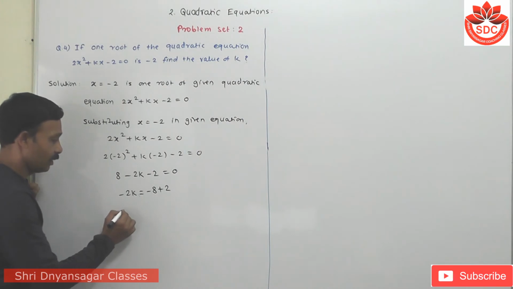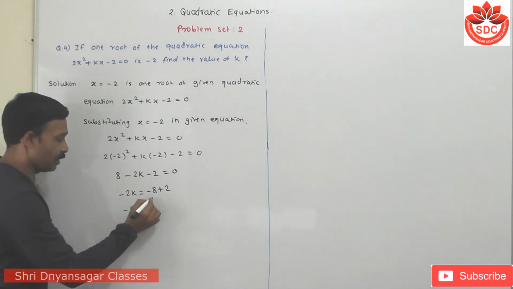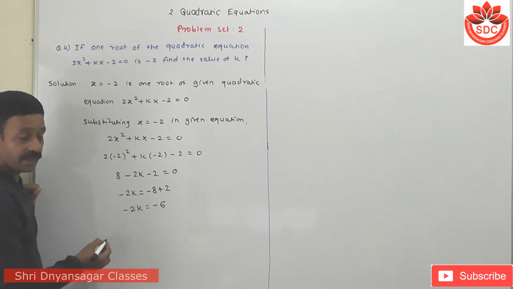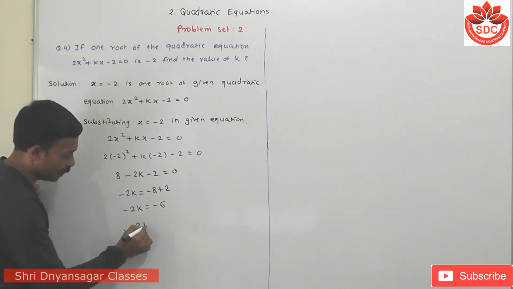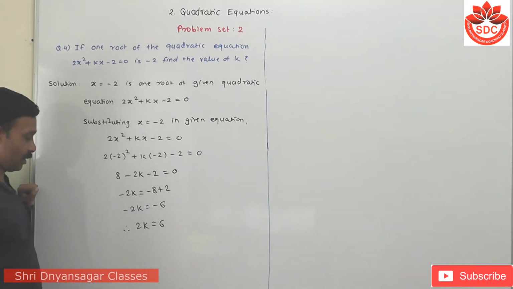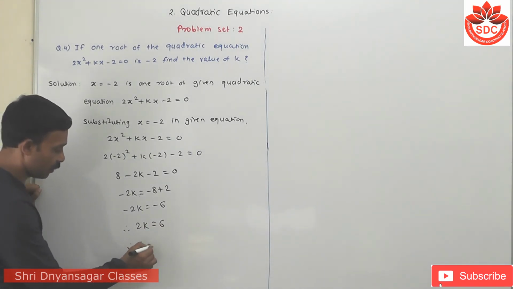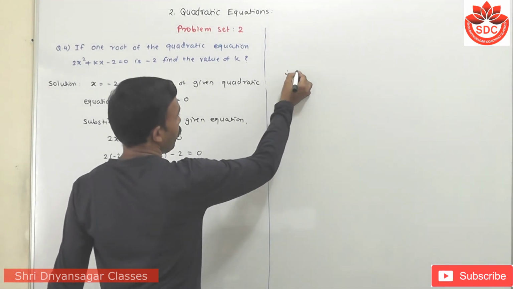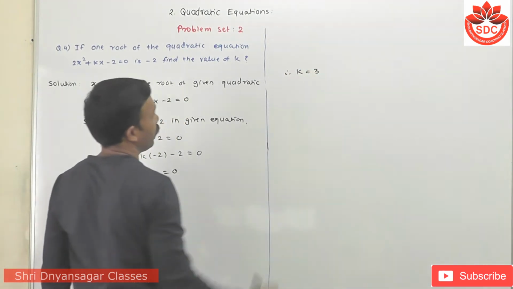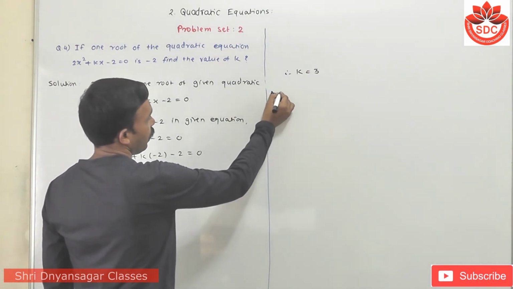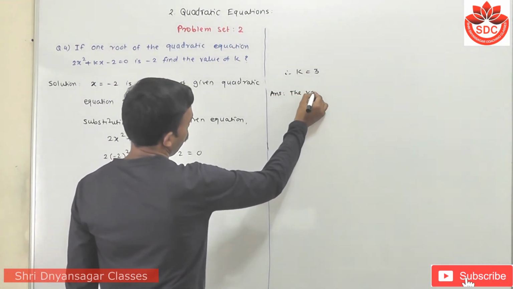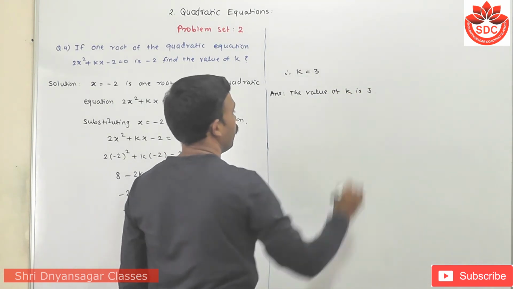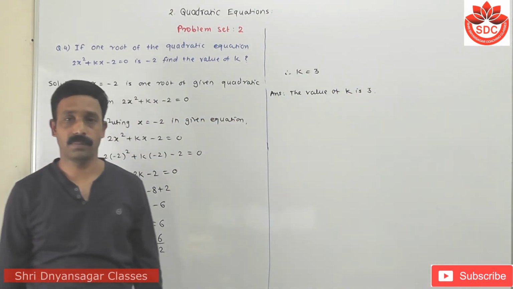Then -2k is equal to the subtraction, which is -6. Then changing their signs, minus converts to plus, which means 2k is equal to 6. Therefore k is equal to 6 upon 2. When we simplify it, we get that the value of k is equal to 3. Then the right answer in a full sentence: the value of k is 3. Okay, we see the next question.